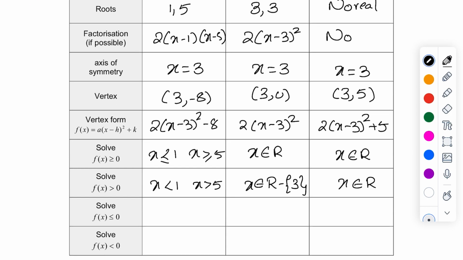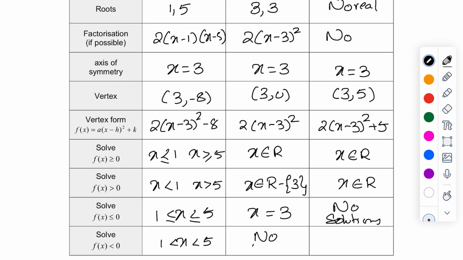And it is negative. It is negative between 1 and 5. It is never negative, but equal to 0 at x equal to 3. So again, no solutions. Now less than 0. X lies between 1 to 5. And less than 0, no solutions for less than 0, and again no solutions for less than 0.